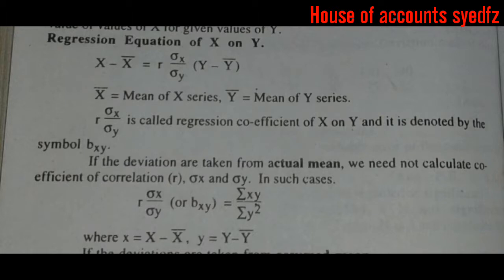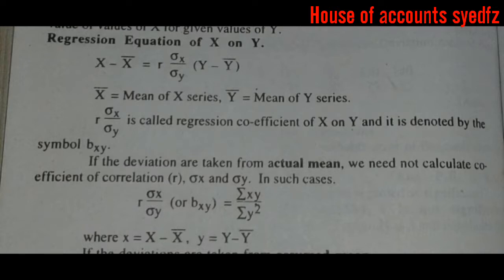In place of this, we can take bxy equal to r times standard deviation x divided by standard deviation y, or we can take sigma xy divided by sigma y square, where x is equal to x minus x bar and y is equal to y minus y bar.